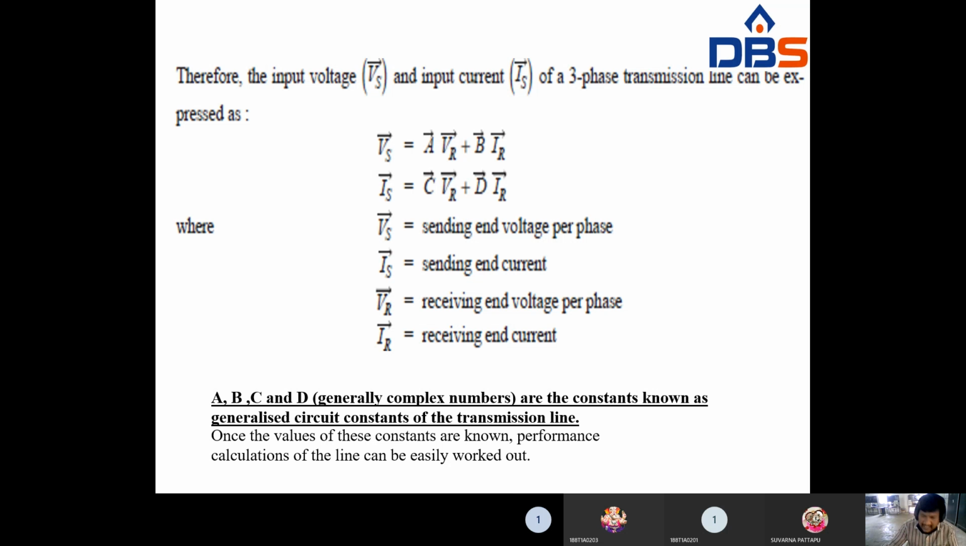Similarly, VR and IR are known parameters, right? These two values are known, but the ABCD parameters are unknown. Suppose we calculate the ABCD parameters for a particular given transmission network, then we can easily find out the sending end voltage and current, Vs and Is, right? So just remember, the generalized constants of a transmission line are nothing but the ABCD parameters of transmission lines.